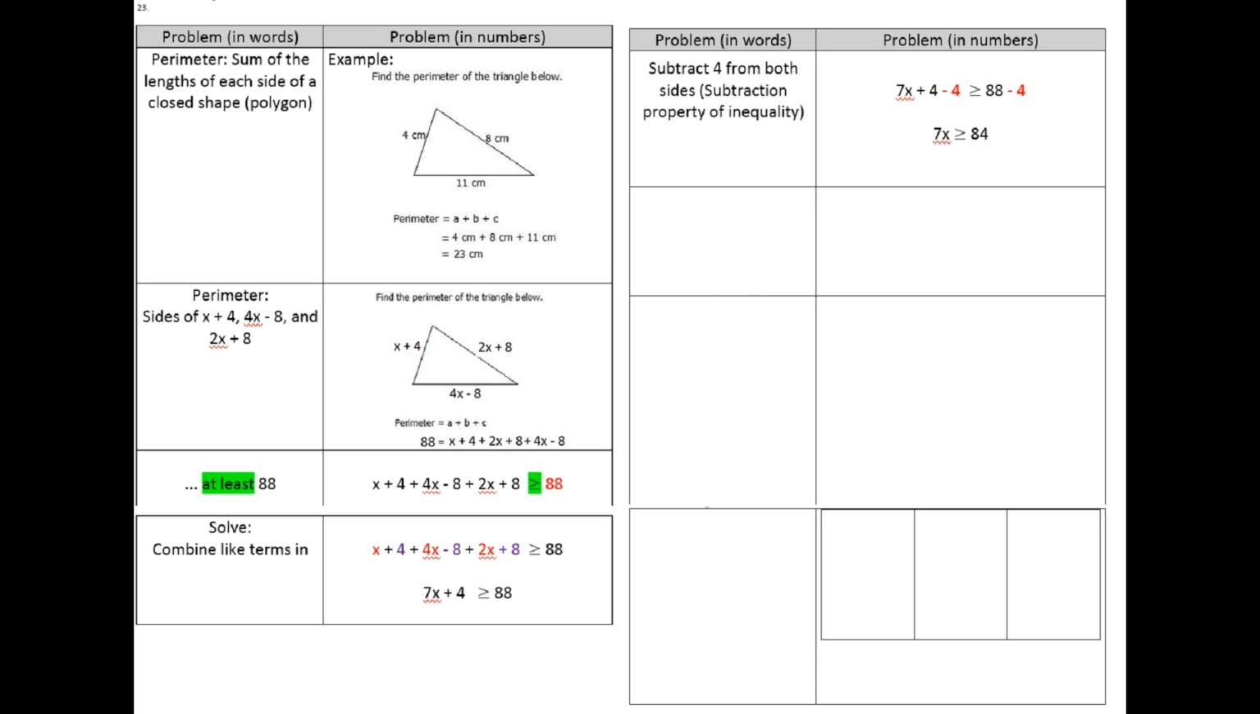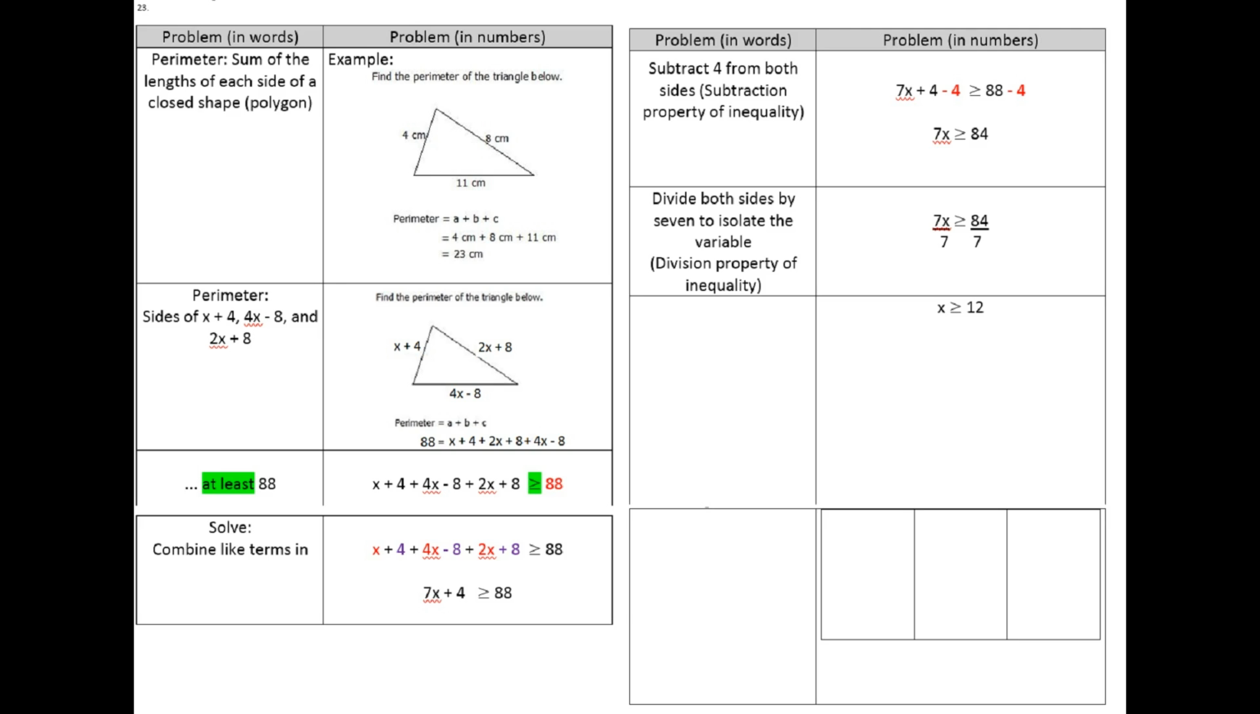What do we do next? Subtract 4 from both sides. That's the subtraction property of inequality. So 7x plus 4 minus 4 is just 7x. 88 minus 4 is 84. 7x is greater than or equal to 84. The next step we're going to take is, you probably guessed it by now, to divide. We're going to use the division property of inequality, divide both sides by 7. 7x divided by 7 is just x. 84 divided by 7 is 12. So we have x is greater than or equal to 12.